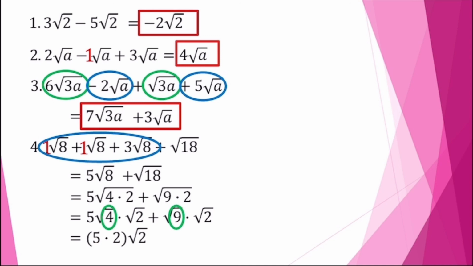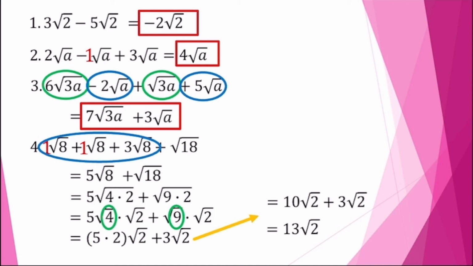And then multiply square root of 2, plus 3 and square root of 2, because the square root of 9 is 3. Therefore 5 times 2 is 10. So we will have 10 and square root of 2 plus 3 and square root of 2. Since they are now like radicals, we can add 10 square root of 2 and 3 and square root of 2. Therefore, the answer is 13 and square root of 2.